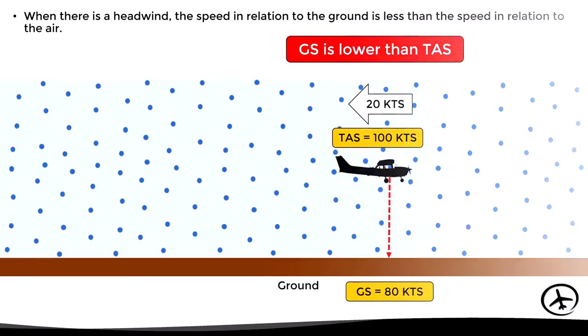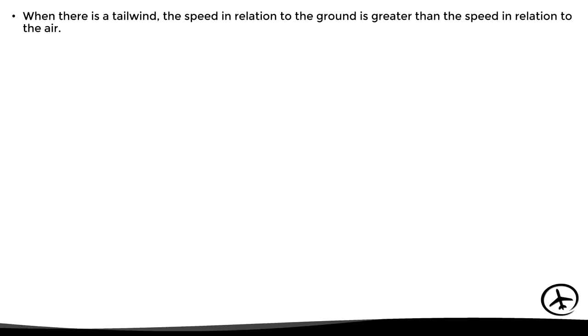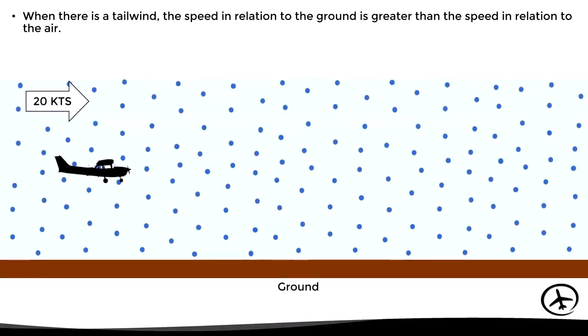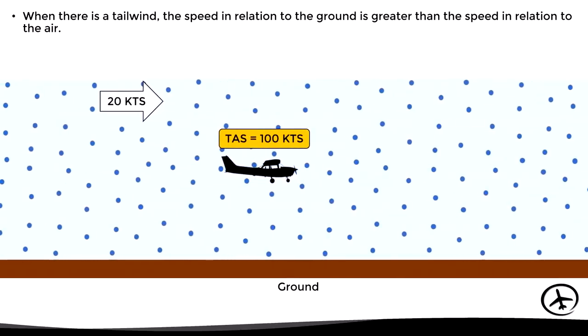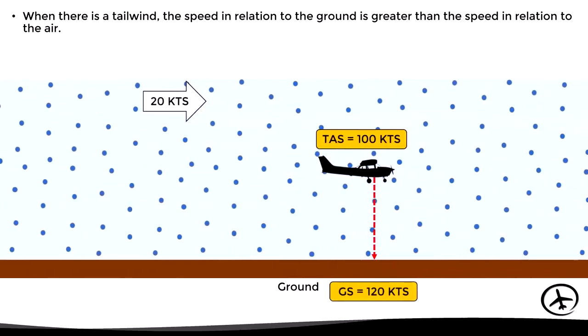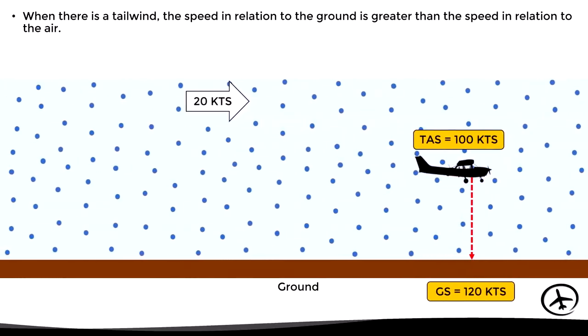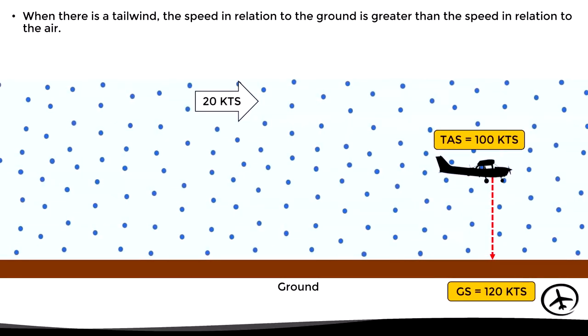The opposite happens when there is a tailwind. In this case, the speed in relation to the ground will be higher than the speed in relation to the air. For example, here we have an aircraft that is flying with a tailwind of 20 knots. Here, the aircraft travels through the air mass at 100 knots, while at the same time, the air mass is moving in the same direction at 20 knots. This means that the aircraft is moving at 120 knots in relation to the ground.